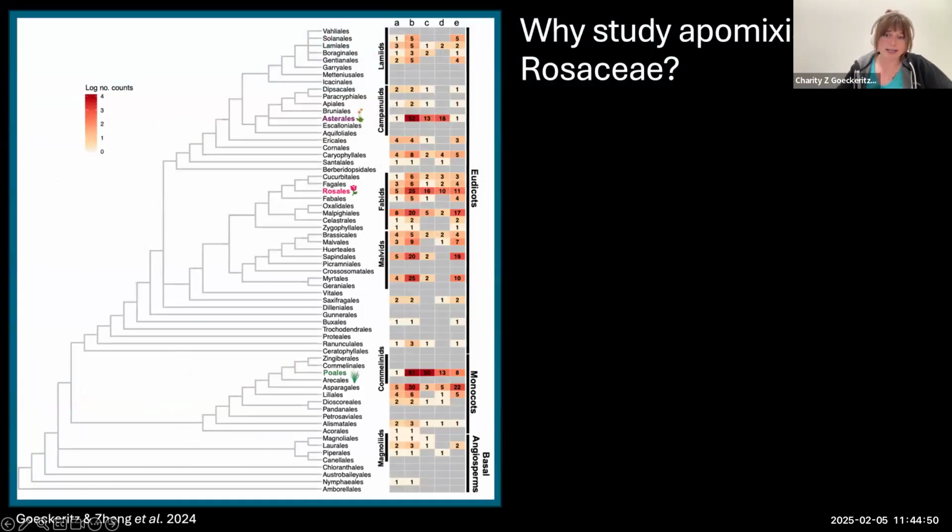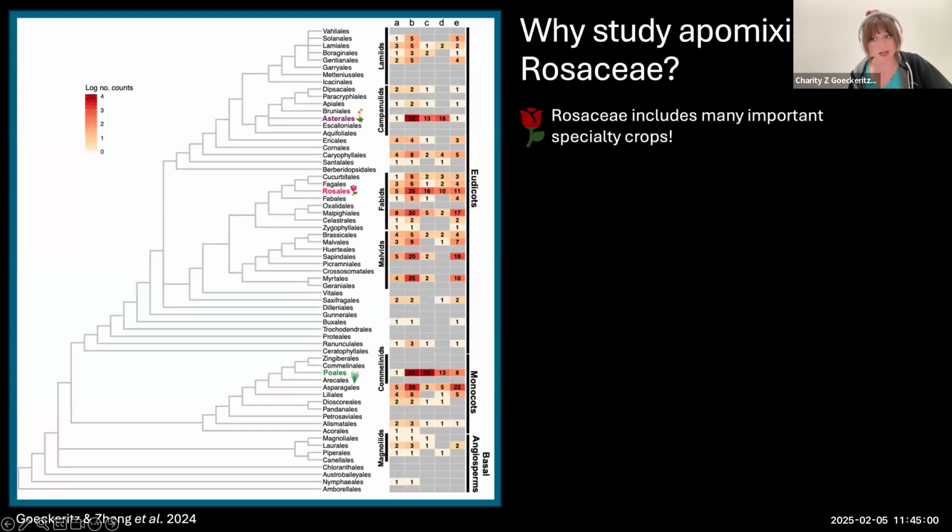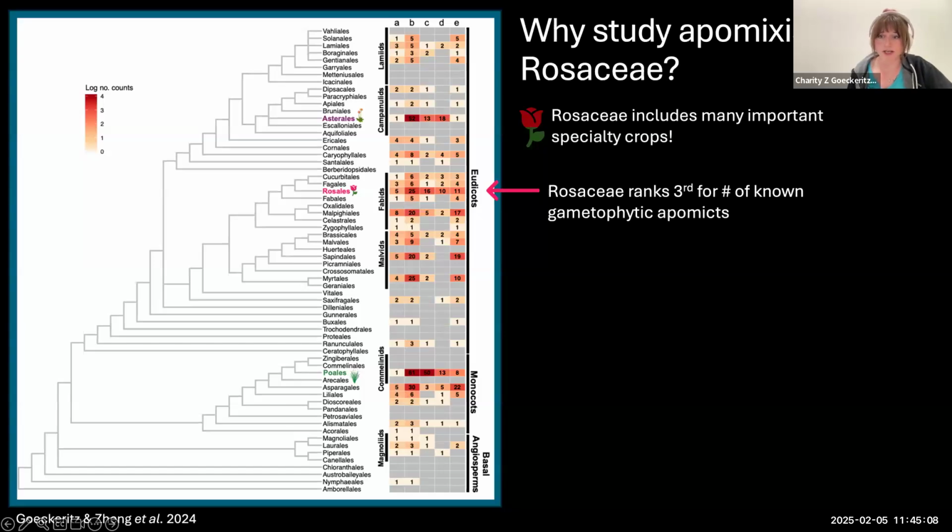So why study apomixis in the Rosaceae? This is a convergent trait. It pops up and disappears in many lineages across flowering plants. And Rosaceae happens to include a number of specialty crops that could benefit from being apomictic in a few different ways. Aside from the economic benefits, studying apomixis in Rosaceae makes sense if we want to understand the genetic basis and the evolution of the trait, because it ranks third for known gametophytic apomicts.